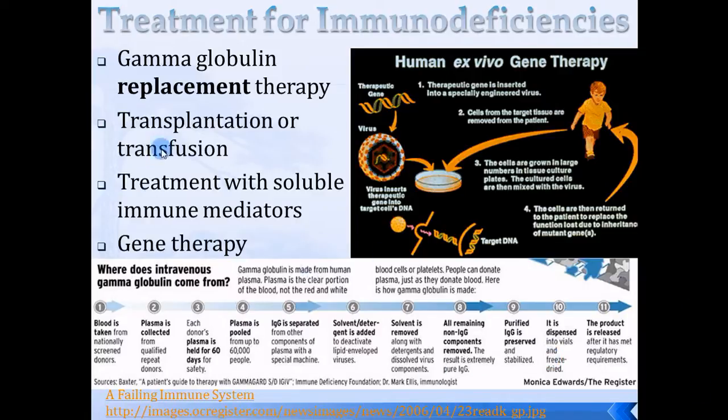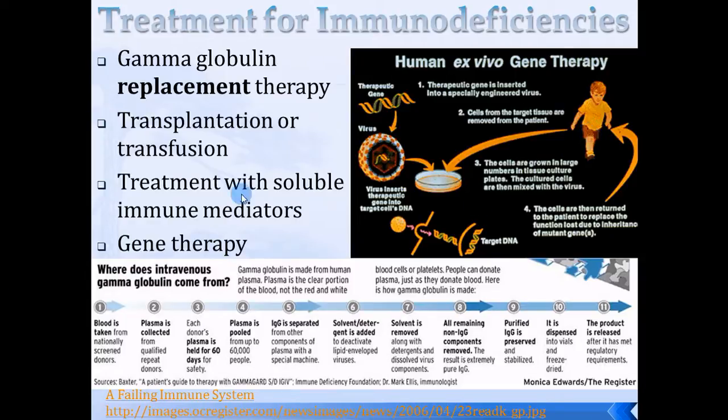So another option is transplants or transfusions. Giving that kid some bone marrow, some healthy bone marrow. So what they have to do is they have to get rid of all of its old defective bone marrow and give it brand new ones so that the two bone marrows don't fight against each other.